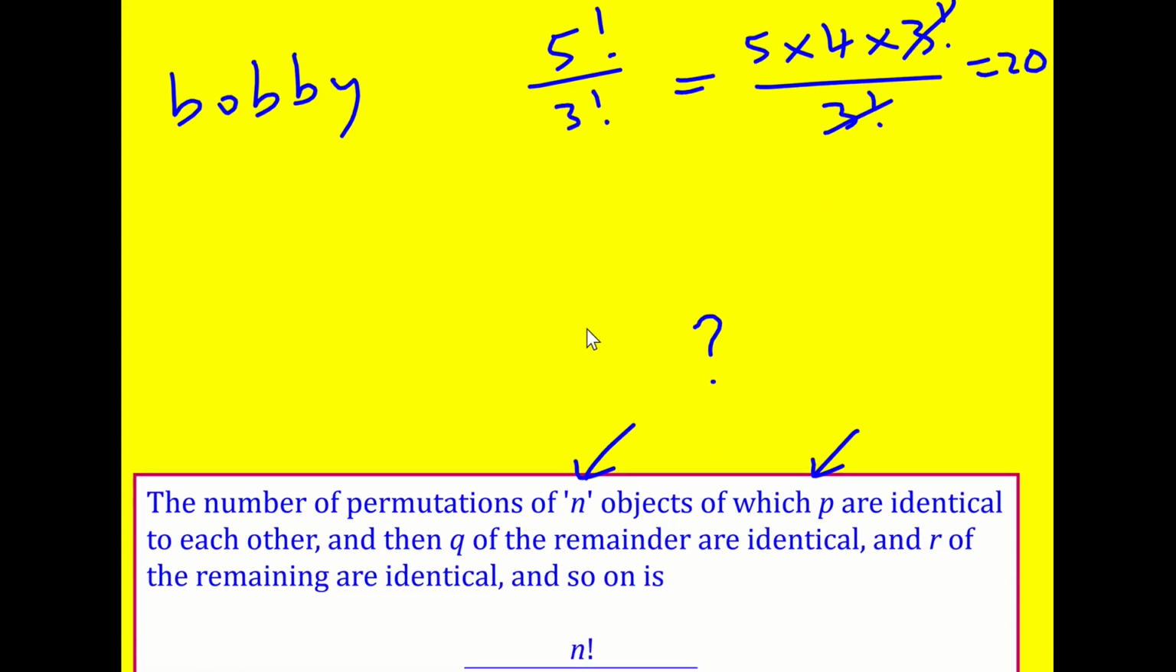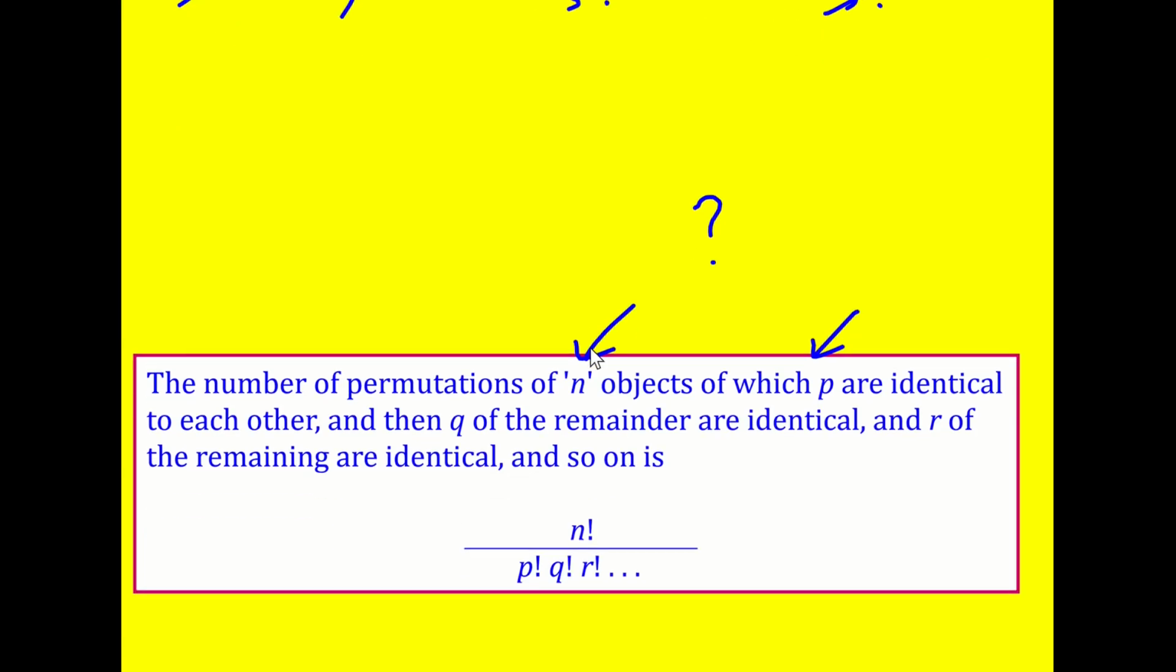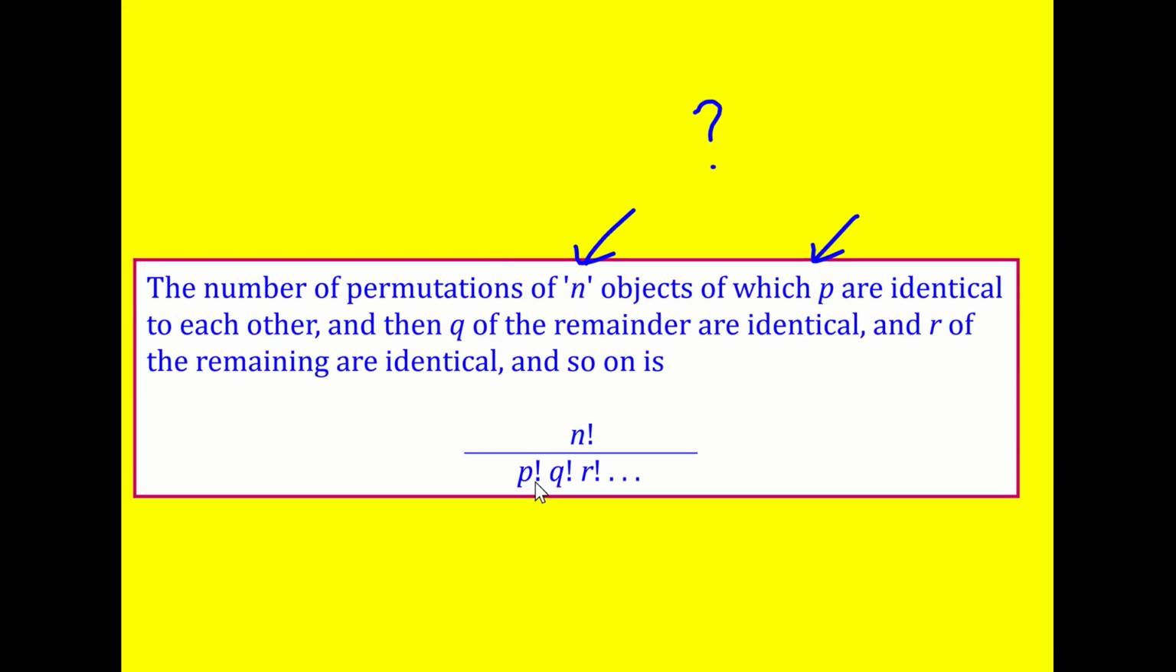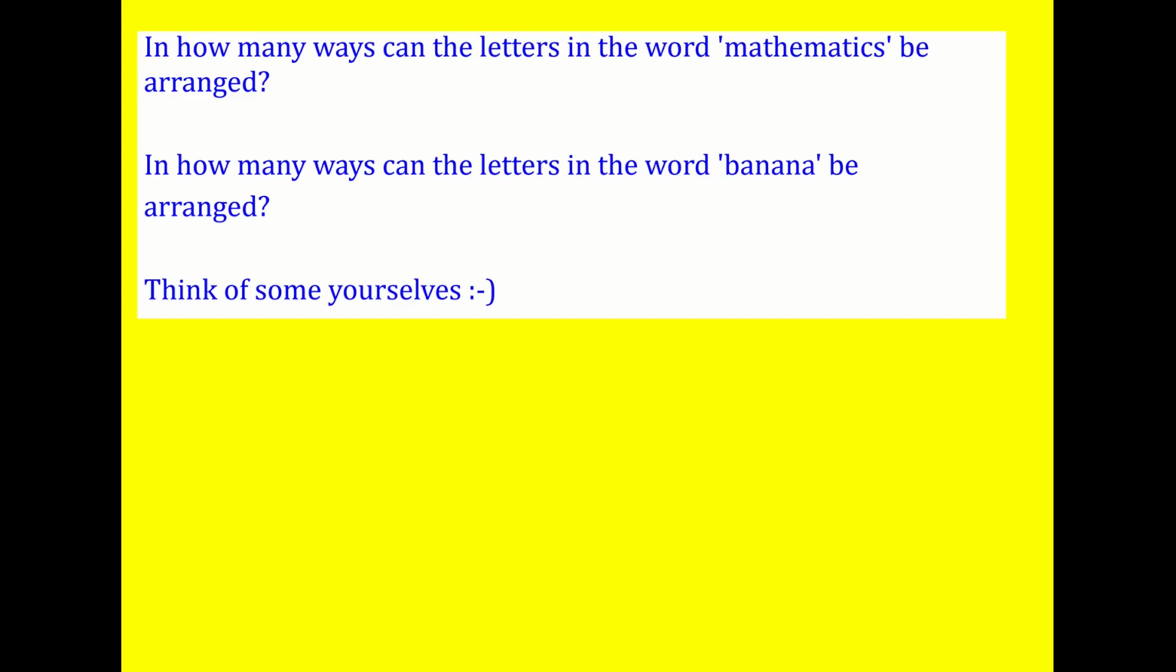Well, here it is, okay? It's n factorial, and then you just divide by p factorial, and then q factorial, and then r factorial, and so on. Very nice formula for working out permutations. Okay, with our newfound knowledge, we can answer such amazing questions.